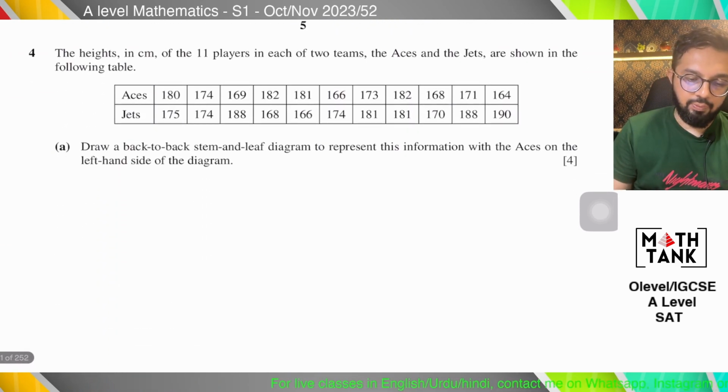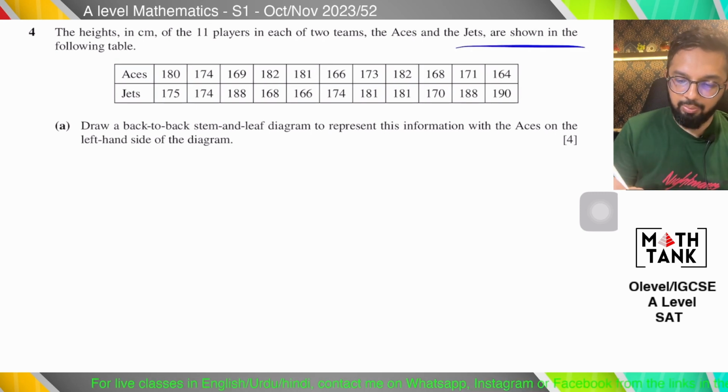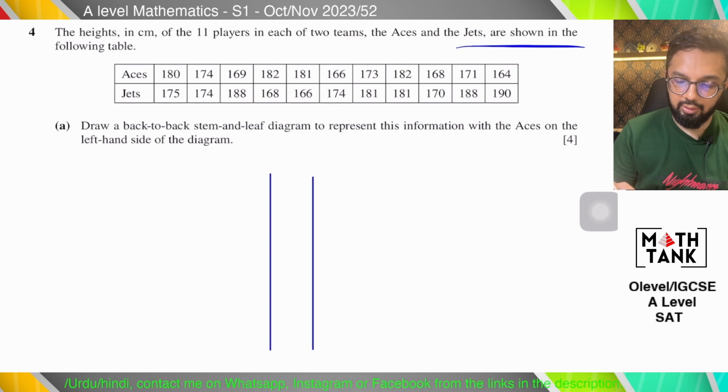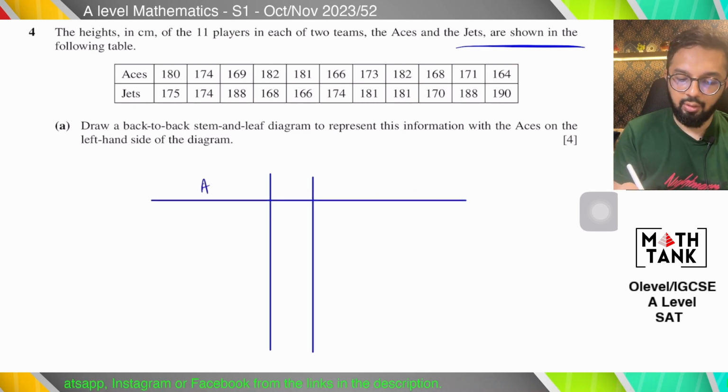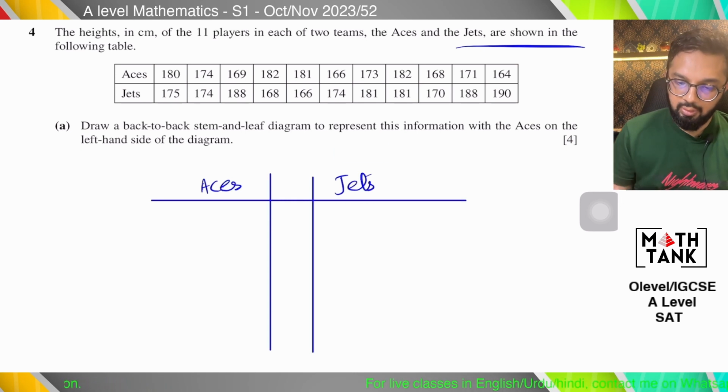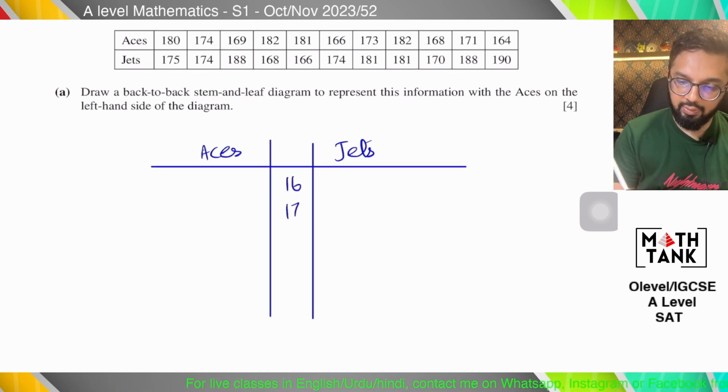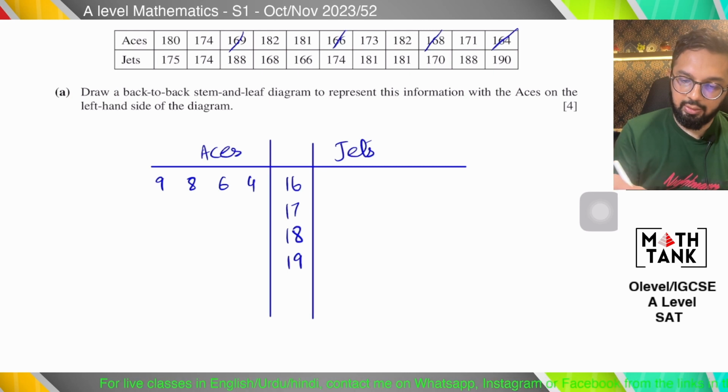Moving on to the next question, question number 4. The heights in centimeters of the aces and jets are shown. Draw a back-to-back stem and leaf diagram with aces on the left-hand side. So I need aces on the left-hand side, and jets. I see that the stems have to be 16, 17, 18, and 19. Let's first do the aces. Let's start with 6. So I see 6, 8, I see 4, 6, 8, and 9. And then 1, 3, and 4. Then 1, 0, 1, 2, 2.